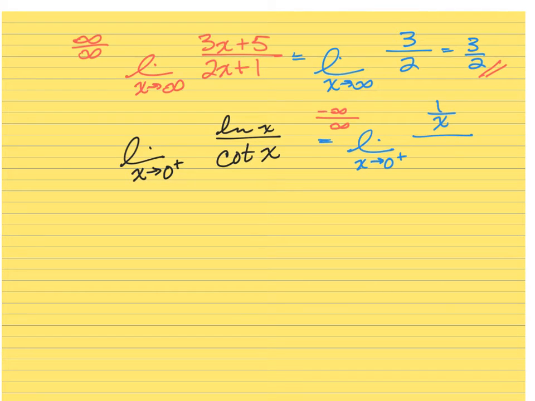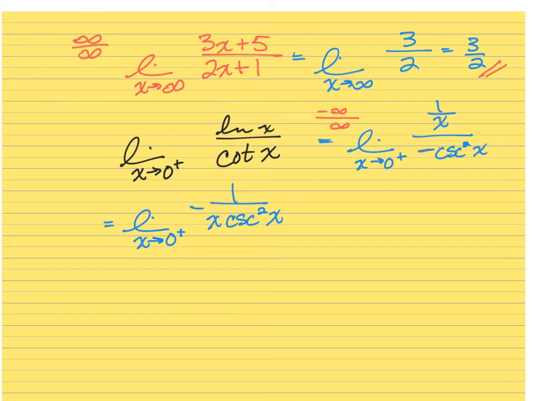The derivative of cotangent is negative cosecant squared of x. All right. And so this all becomes the limit as x goes to 0 of negative 1 over x cosecant squared of x. All right, so that's what that becomes.